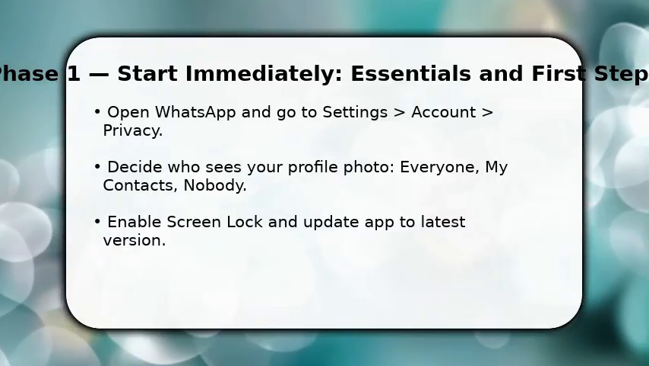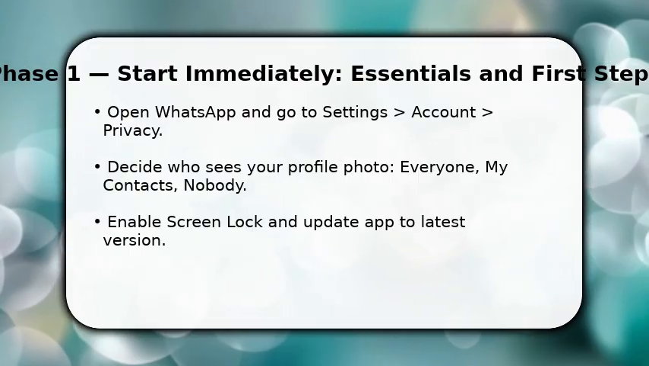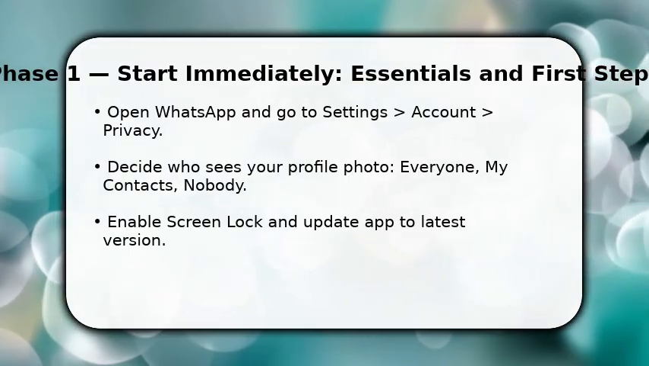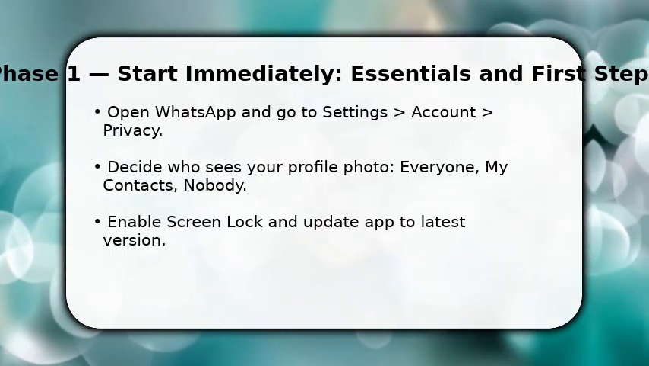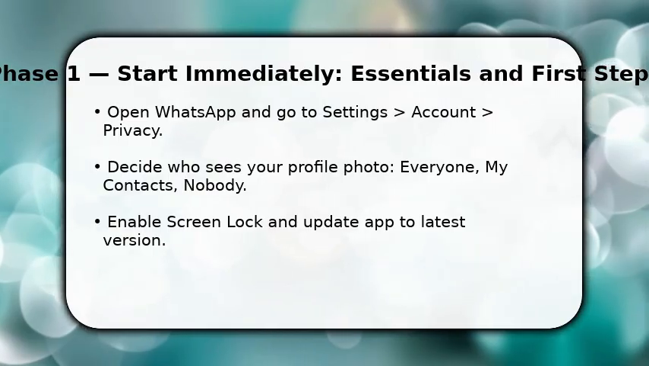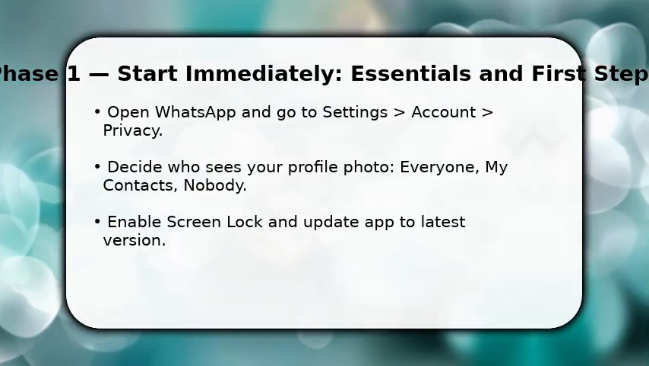You start by opening WhatsApp and navigating to Settings, then Account, Privacy. This is where control lives. Choose who sees your profile photo: everyone, my contacts, or nobody. This prevents unknown users from viewing and screenshotting your DP.